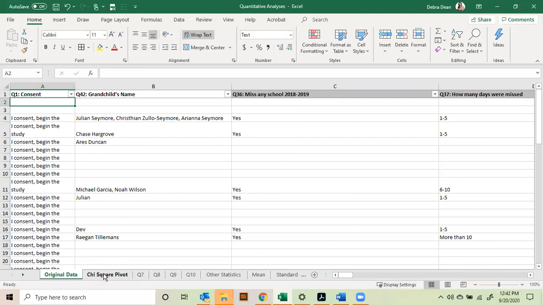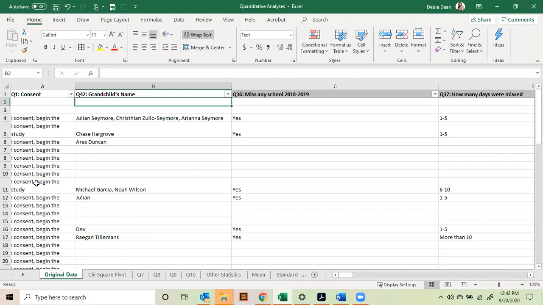So the chi-square is basically a statistical assessment to see if there's a relationship or some connection between variables. In this case, what I want to do is see if the grandparents' gender, male or female, has a relationship to the grandchild's attendance at school. In other words, if they are living with their grandfather or their grandmother, do they have better attendance at school?